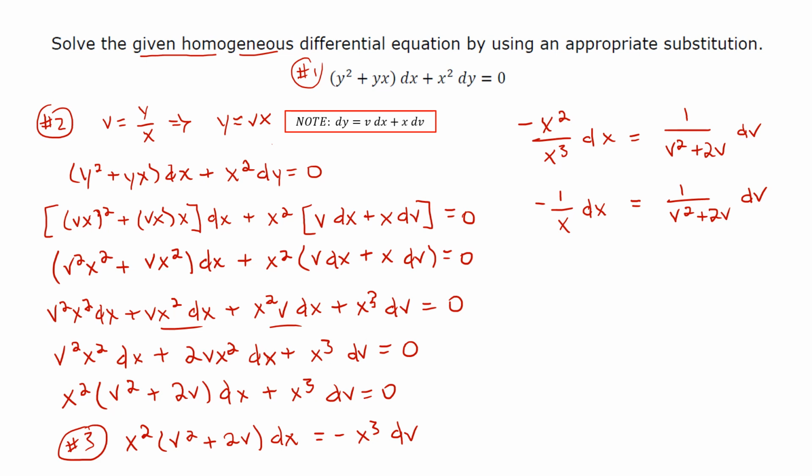Okay, so in the denominator on the right-hand side, let's write this in factored form. So v times (v plus 2) dv. Okay, and so now we have it simplified and separable. So step 4 is to integrate both sides to find v in terms of x. Okay, so let's go to the next screen just so we have more space.